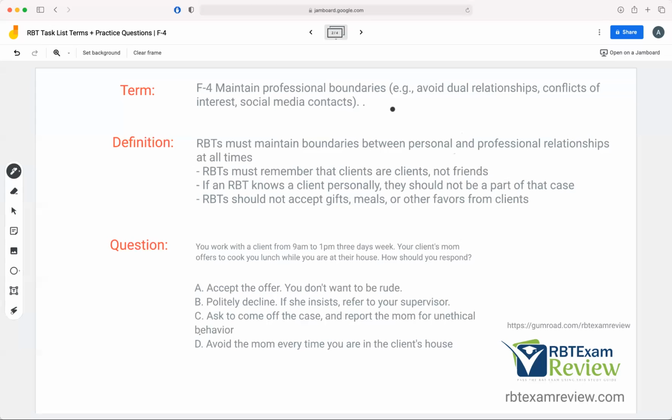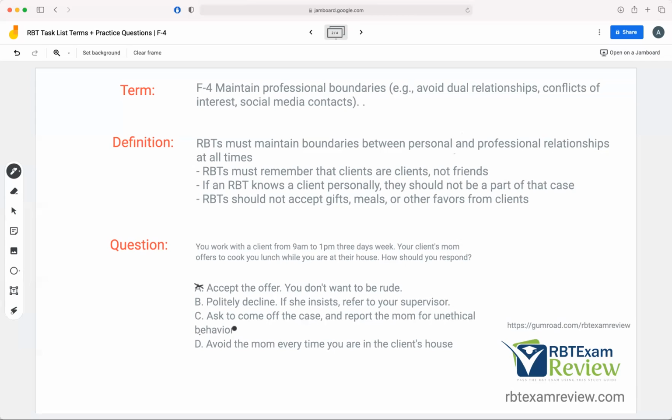Okay, 1, you're on the clock. Eating lunch with the client is taking away time from the client. 2, now you're crossing the line, right, to a dual relationship. 3, there's possibly a conflict of interest down the line. Okay. You just can't accept meals. You can't eat with them. You can't accept these gifts. Okay. So A is wrong.